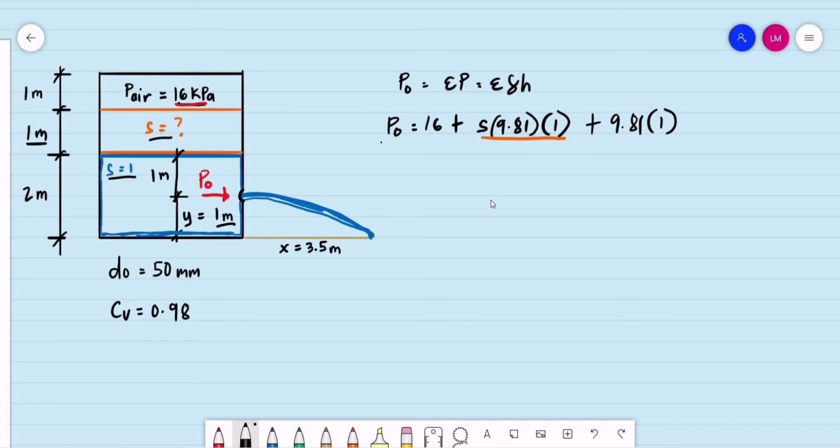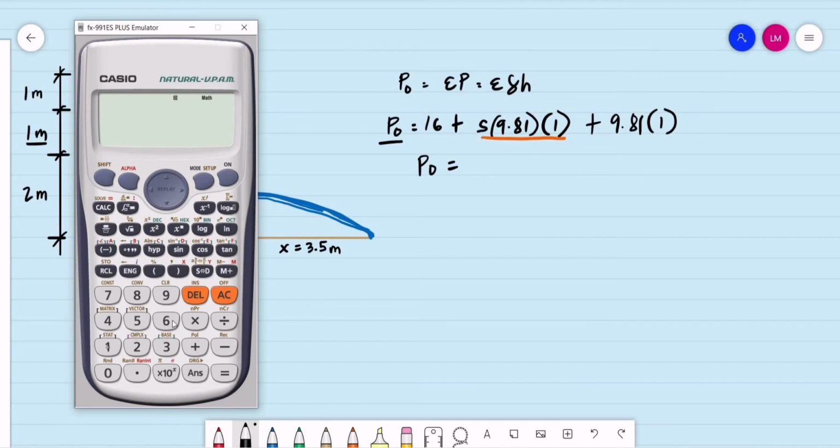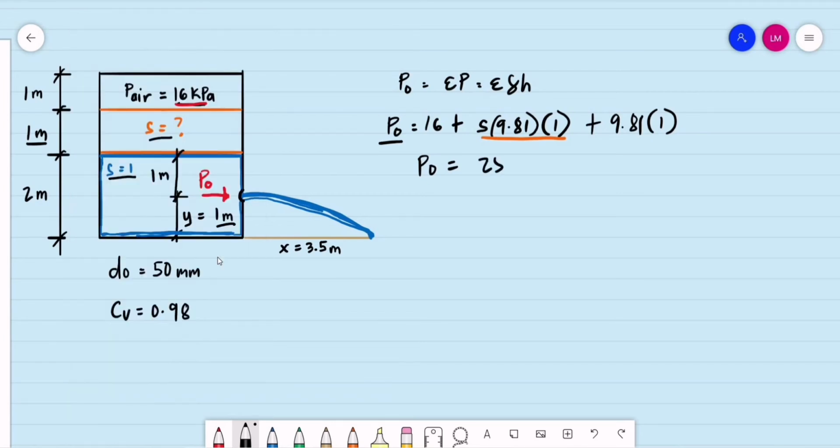O, tignan natin, ang kinukuha natin is yung pressure hanggang sa orifice lang. So, the pressure hanggang dun sa orifice is equal to, that is, yun yung 16 plus 9.81. That is equal to 25.81. So, sabihin natin, this is 25.81 plus yung portion na to, that is 9.81 times the unknown specific gravity. Ito yung pressure hanggang sa orifice, yung nagko-cause kung bakit lumalabas yung liquid.